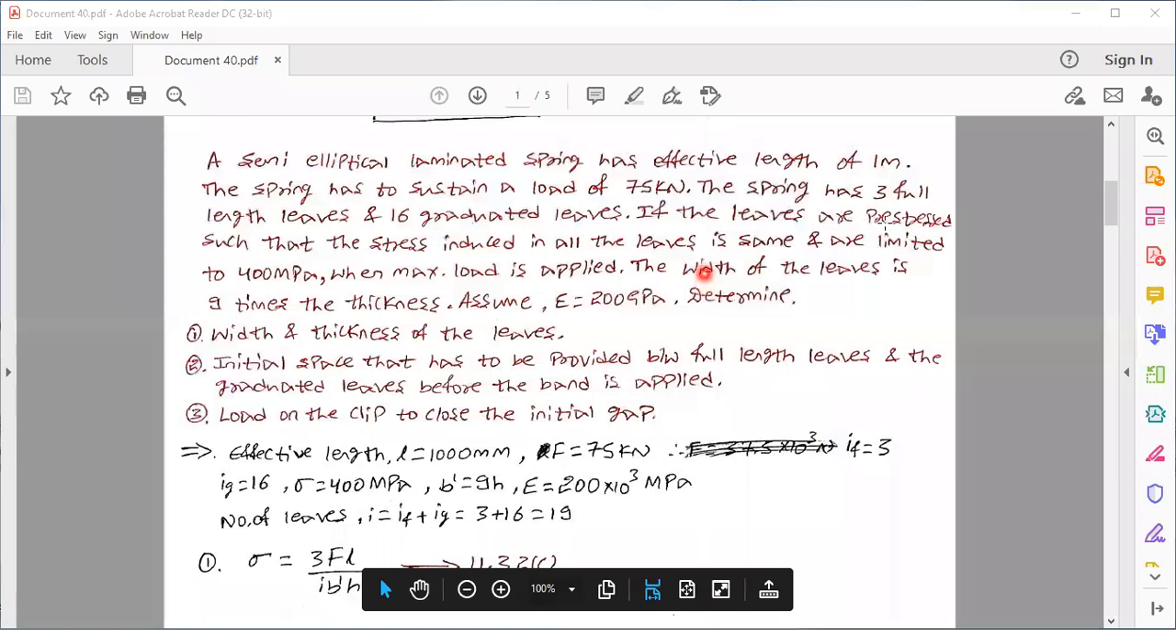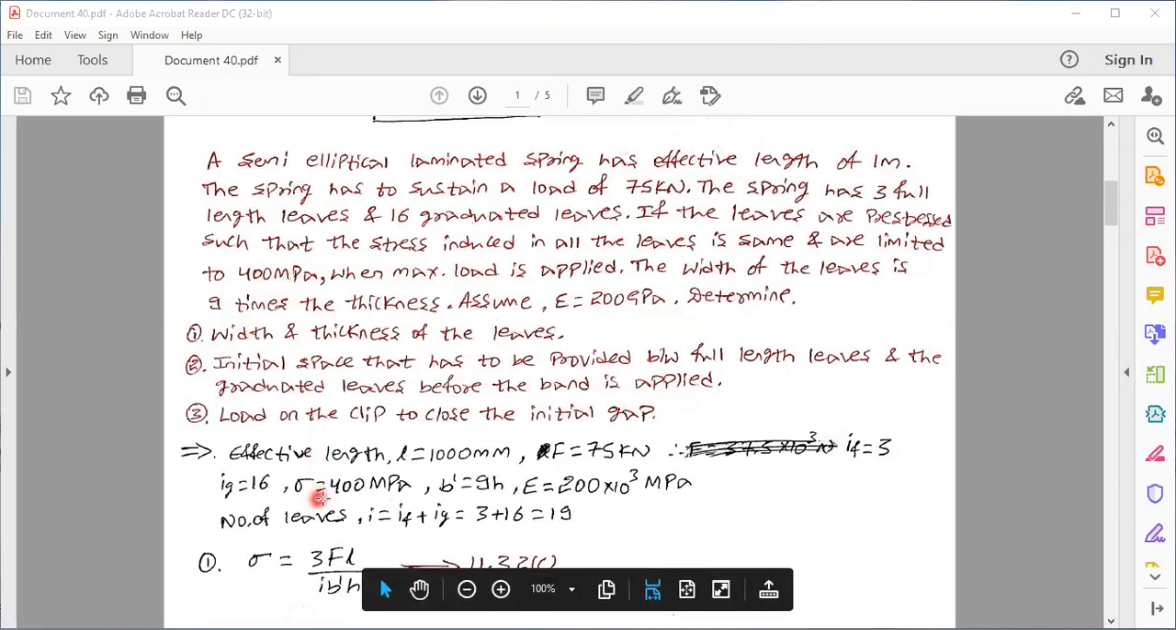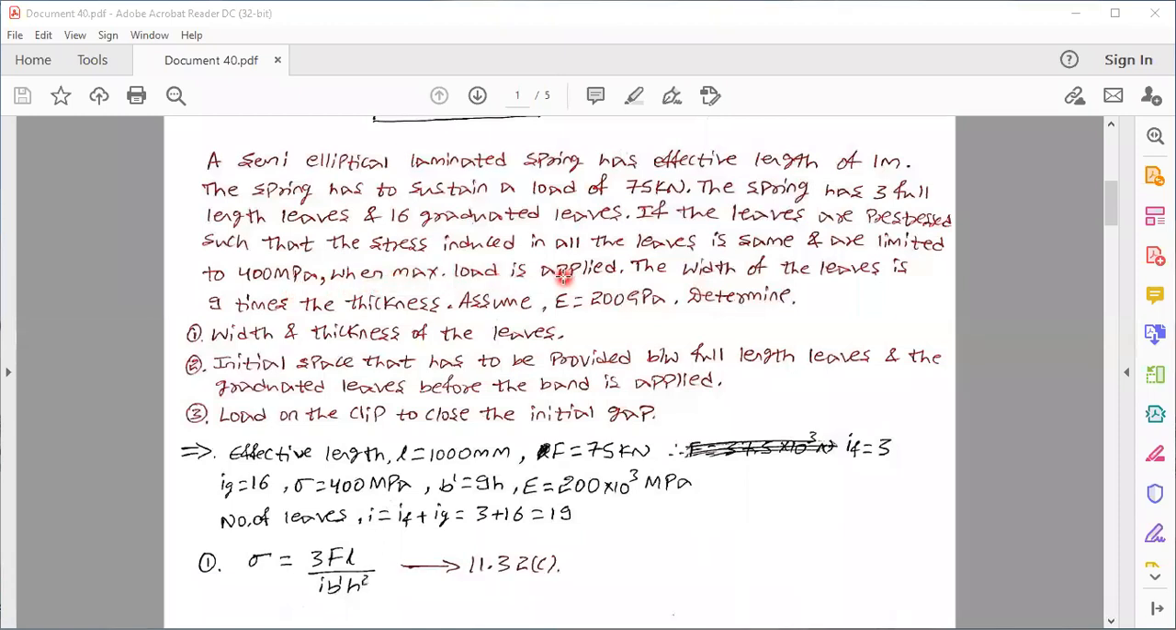The leaves are pre-stressed such that the stress induced in all the leaves is the same and is limited to 400 megapascal. Therefore, sigma is given as 400 megapascal. Megapascal is nothing but Newton per mm square. When the maximum load is applied, the stress is 400 megapascal.